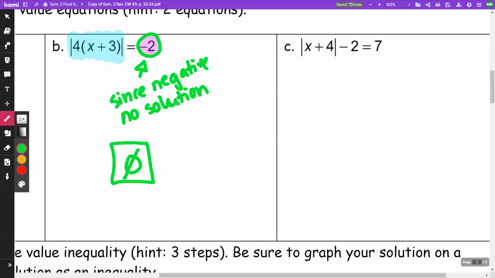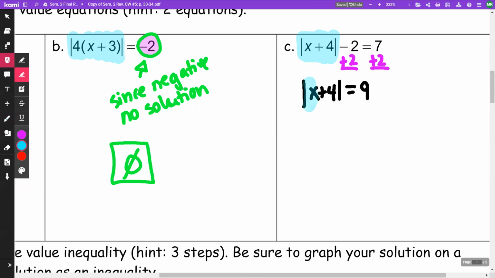Now on letter C, my absolute value is not isolated, so I want to get it by itself first. So I am going to add 2, and I am going to have the absolute value of x plus 4 is equal to 9. Now my absolute value is isolated, and when I look to the other side, I have a positive 9.